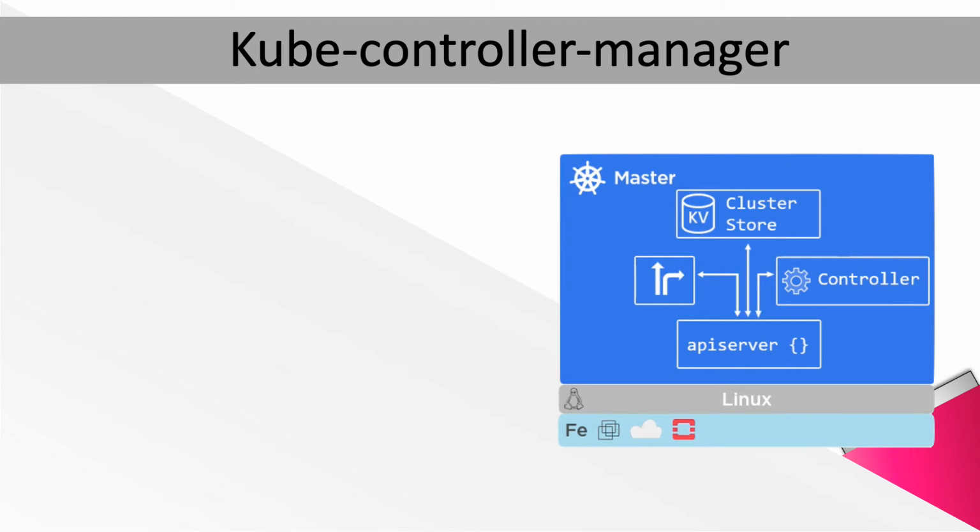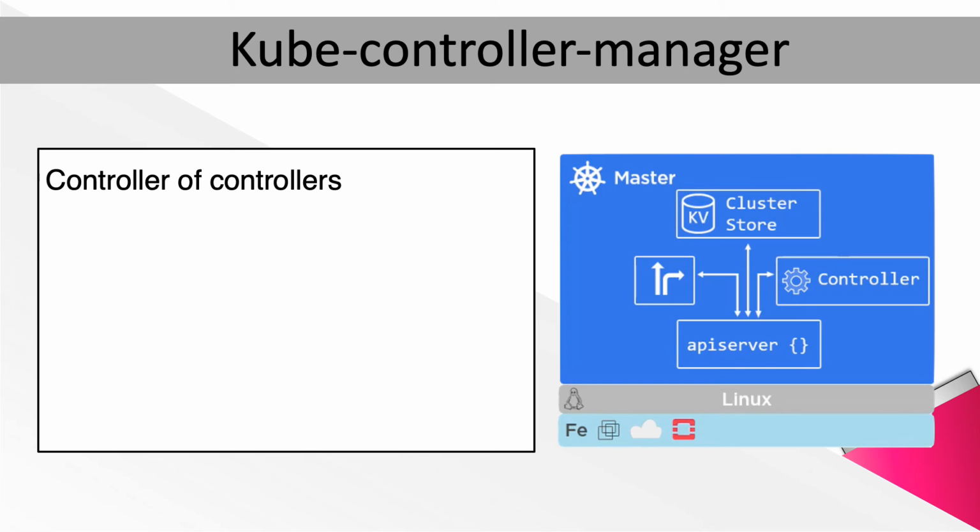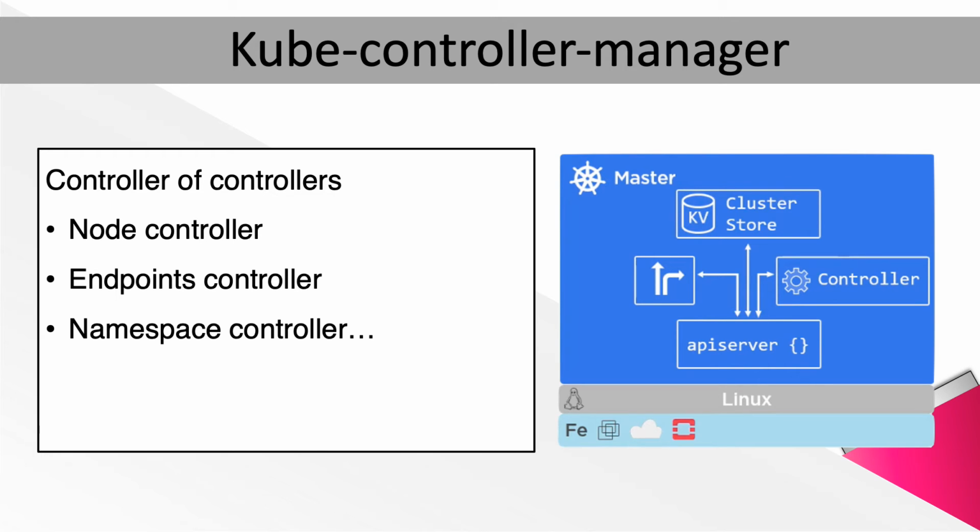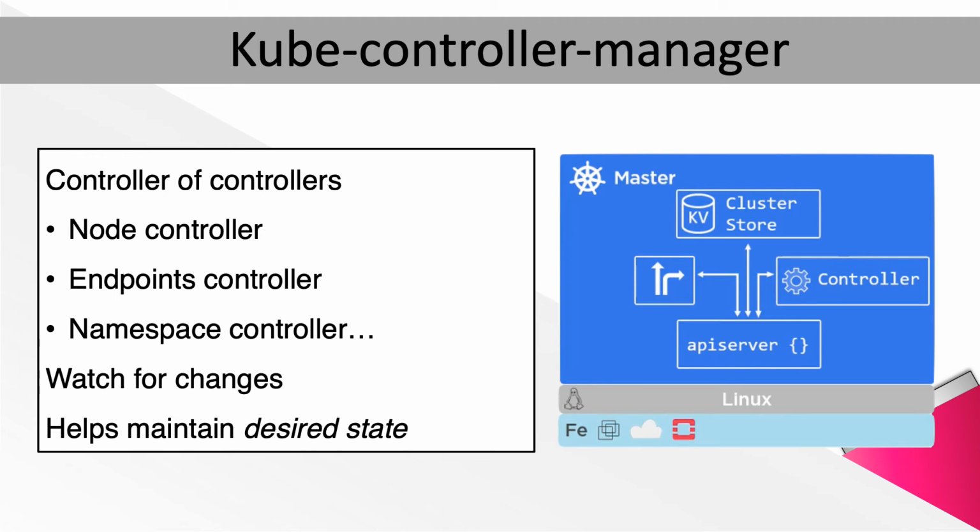Alright, so what else have we got under here? Yes, the controller manager. This is a bit like a controller of controllers, if you will. We have got a bunch of controllers: node controller, endpoint controller, namespace controller. There's practically a controller for everything. And these guys all sit in a loop and they watch for changes. The aim of the game being to make sure that the current state of the cluster matches our desired state. But like we said, right now they are all managed by the controller manager.